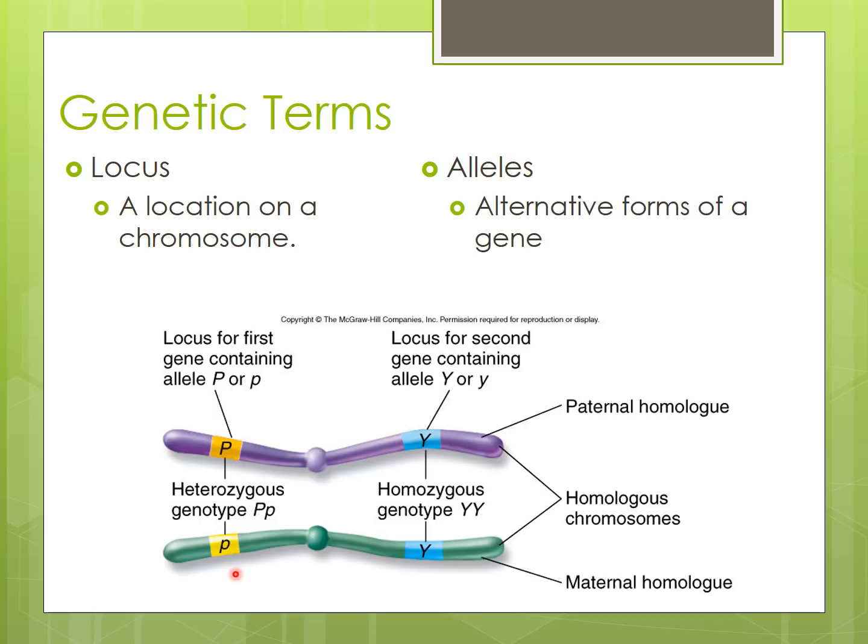So when we're talking about an allele, we're talking about a version of that gene, and if we're talking about one allele, we're talking about the allele on one homolog. If we're talking about both alleles, we're talking about both homologs and how they work together.